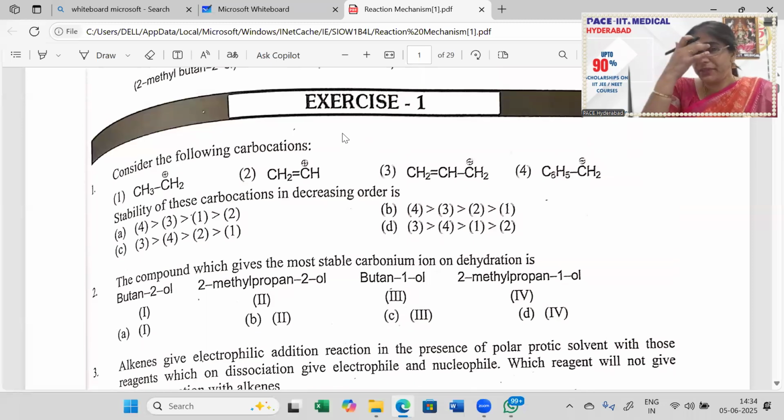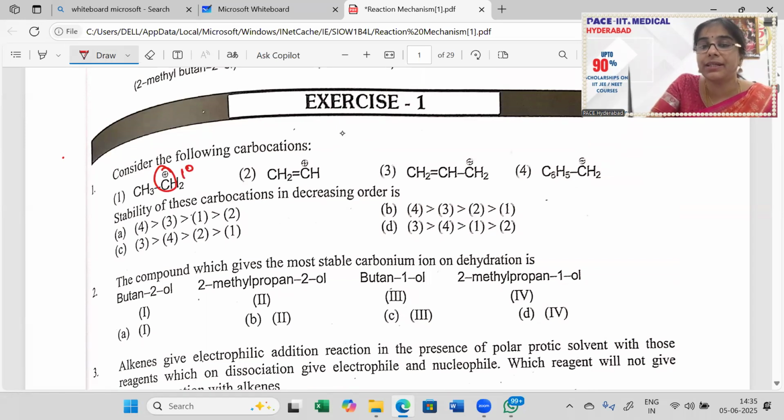The very first question from your exercise is: consider the following carbocations. Whenever you are given a carbocation, always check which carbocation it is. That is 1 degree here. And this is what, allyl or vinyl? This is vinyl, the most unstable. What do you mean by vinyl? Vinyl is when the charge is on the double bonded carbon itself. And when the charge is on the carbon next to the double bonded carbon, that is allyl.